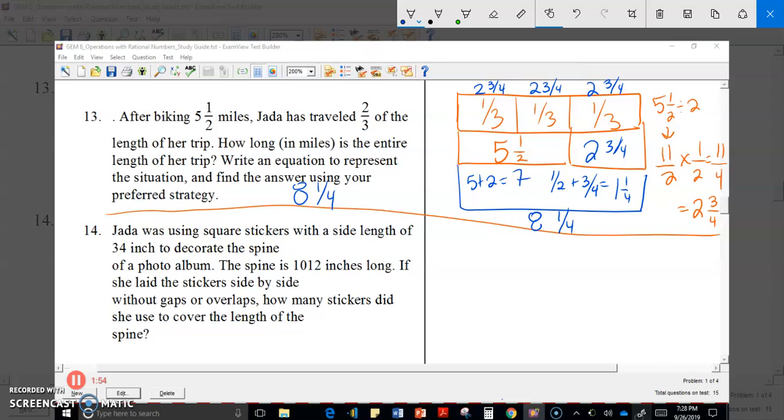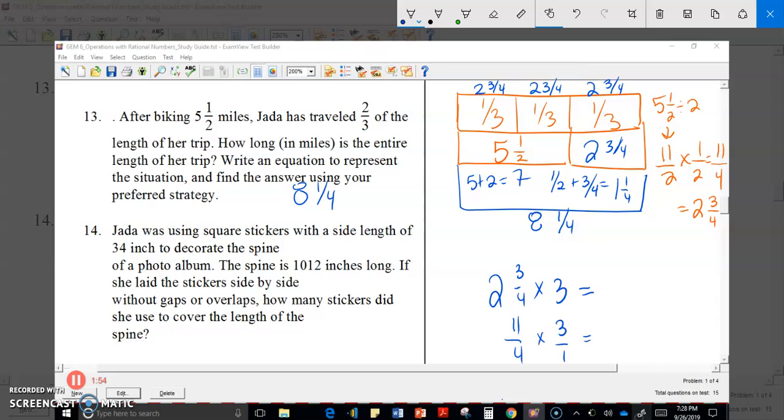Now let's say you didn't want to add it this way, you wanted to multiply. You could do 2 3/4 times 3, because there's 3 of them to get the total length. 4 times 2 is 8 plus 3 is 11, so 11/4 times 3, which is 33/4, which is also equal to, let me see, there's 8 groups, so 8 1/4, which is the same as I got from before. Okay, now the last question, number 14.